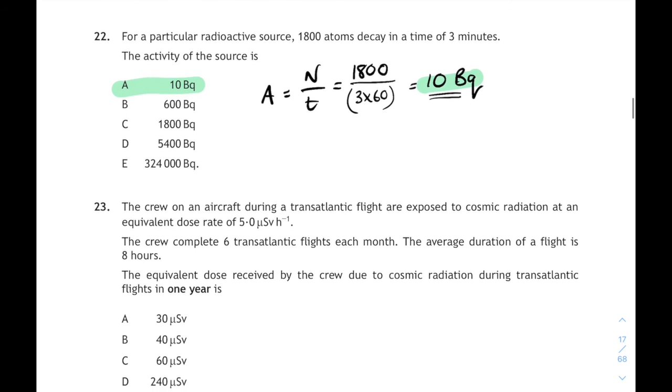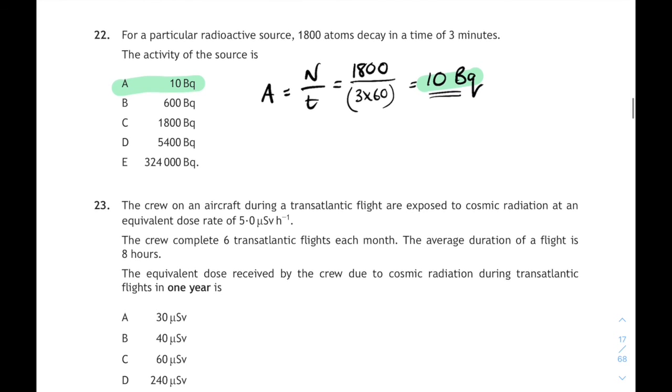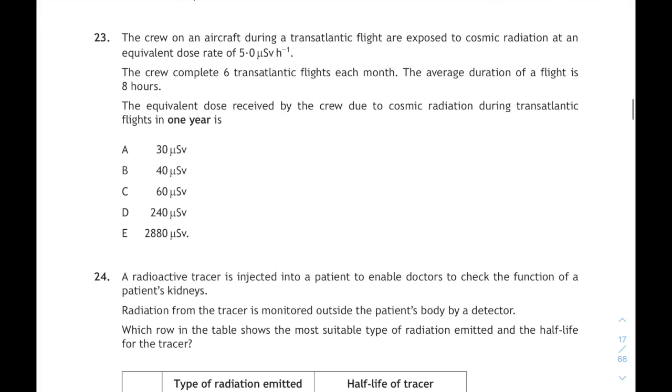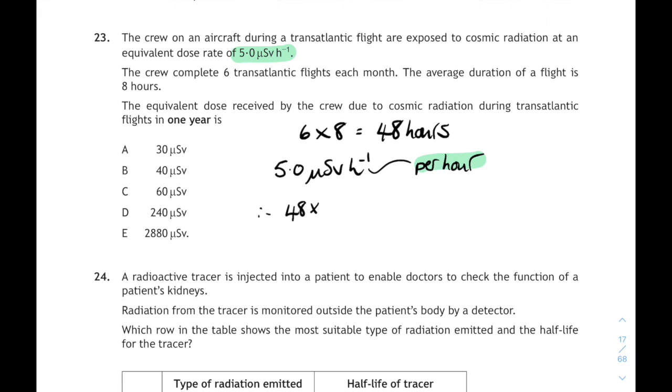23. The crew on an aircraft during a transatlantic flight are exposed to cosmic radiation at a rate of 5 microsieverts per hour. That's what they get every hour, 5 microsieverts. Now the average duration of a flight is 8 hours and they do 6 flights every month. So 6 8s is 48 hours. So every month they fly for 48 hours and they get an equivalent dose rate of 5 microsieverts every hour. So 5 times 48 is 240 microsieverts, but that'll be per month.